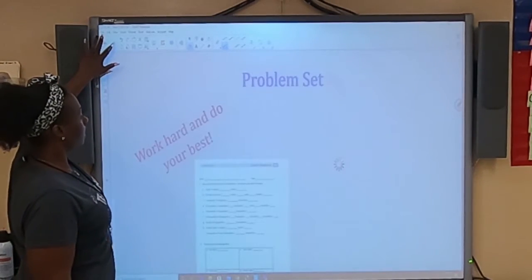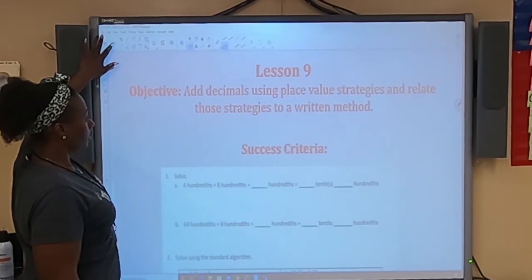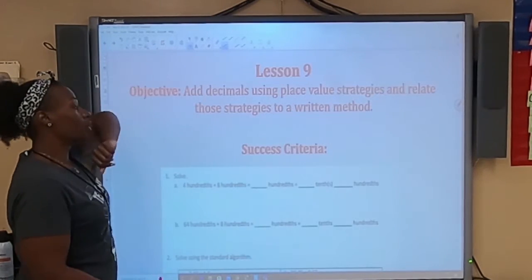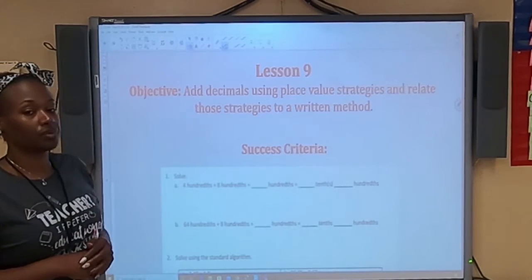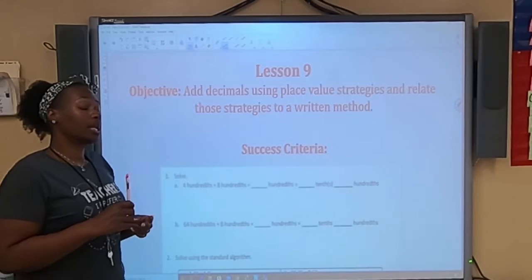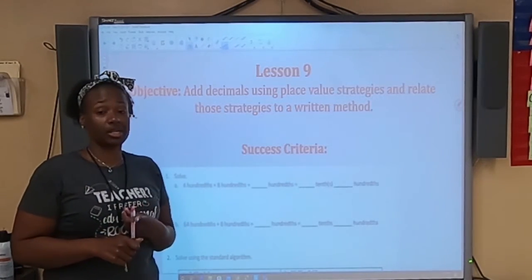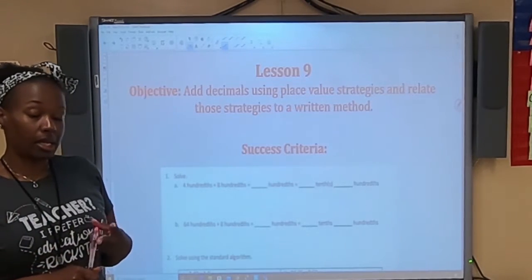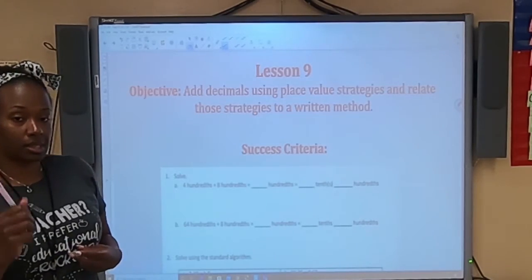Okay. That wraps up our lesson for today. Today, we learned how to add decimals using place value strategies and relate those strategies to a written method. Key concepts to keep in mind when adding or subtracting decimals: line your decimals up. Keep like units together. Ones plus ones, tenths plus tenths, hundredths plus hundredths.